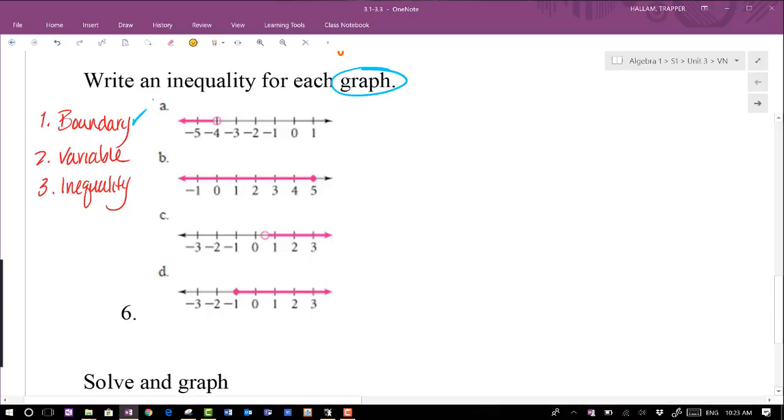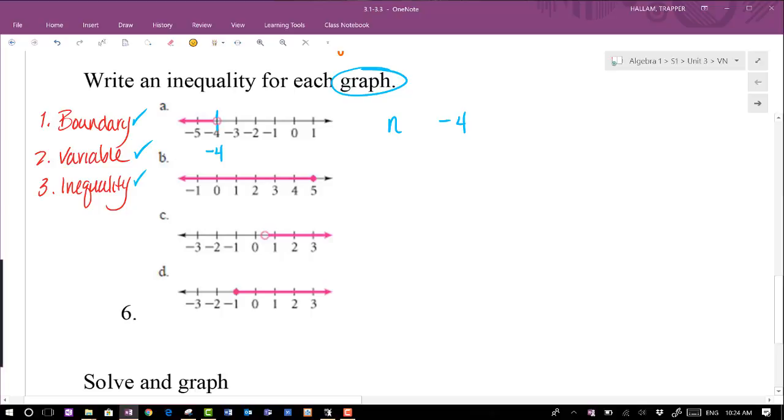One, identify your boundary. If we look at this, we can see clearly that our boundary is -4. We're going to draw attention to our boundary because that's going to decide whether our solutions are greater than or less than from that point. Next, we need to identify a variable. We can use x, we can use y. These are numbers, maybe we use n. So we're going to use n, and I'm going to write them in the form of an inequality.